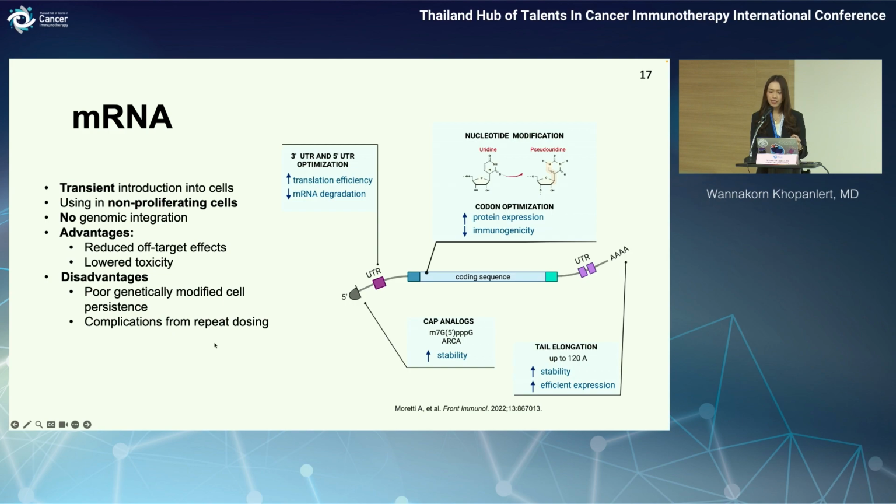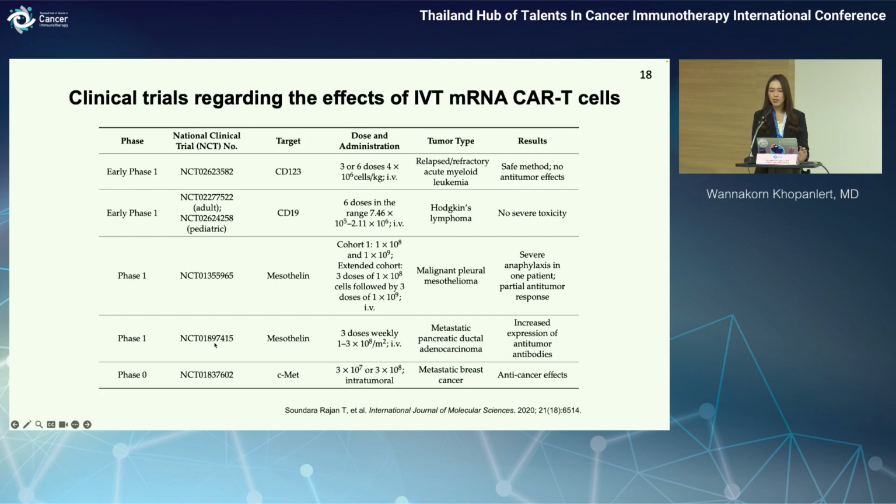However, poor persistence occurs. That's why in mRNA-based CAR T cells, repeat doses are often applied for stability, with possible complications that occur with the repeated doses. So this table also shows the clinical trials of the transient mRNA CAR T cells.